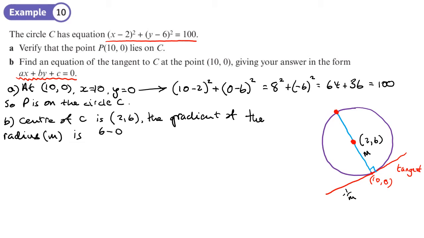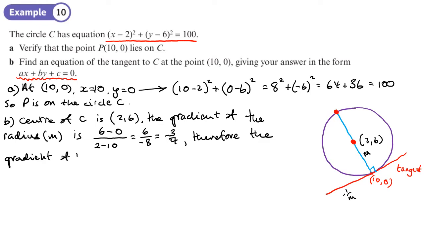So 6 minus 0, so that's the change in y, over 2 minus 10, so keep the order the same. So it's going to be 6 over -8, which is -3/4. Okay, so therefore the gradient of the tangent is 4/3. Yeah, the negative reciprocal of the radius, so that's going to be -4/3.